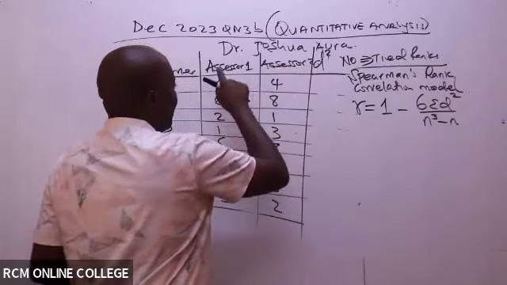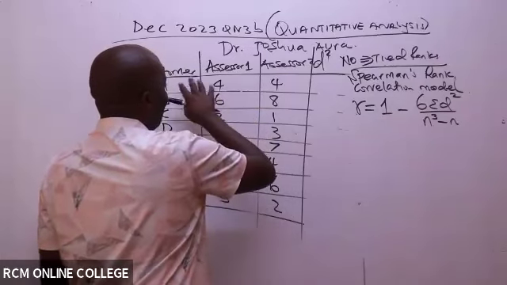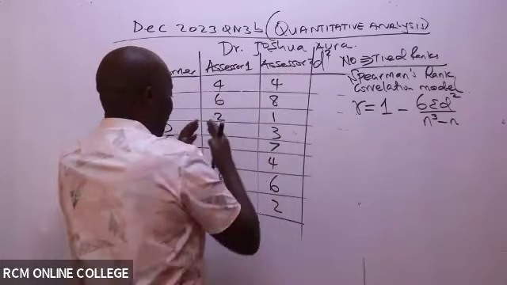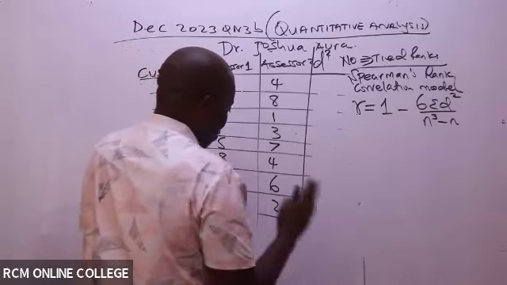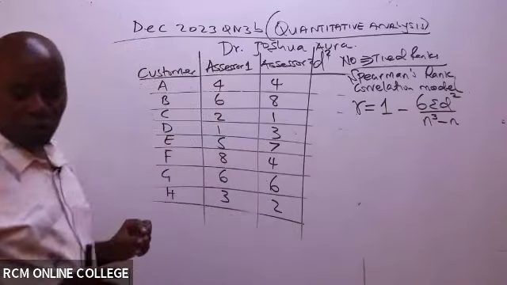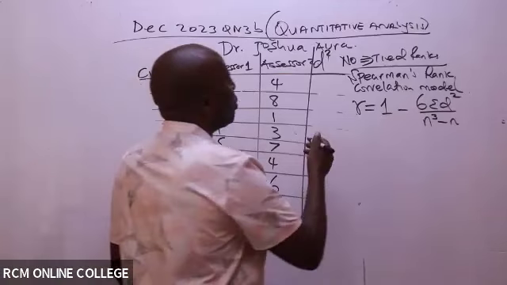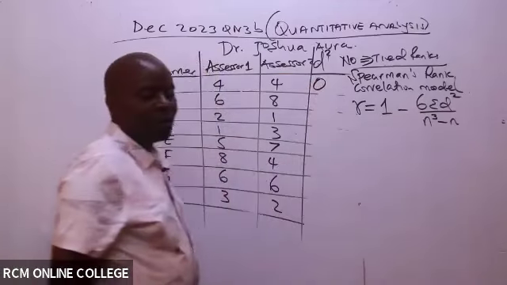Assessor 1 had given A 4, and assessor 2 had given A 4 as well. So the difference between the ranks of A, you subtract, and then whatever you get, you square. So please give me answers. Of course, we know that 4 minus 4 is 0. 0 squared gives me 0.